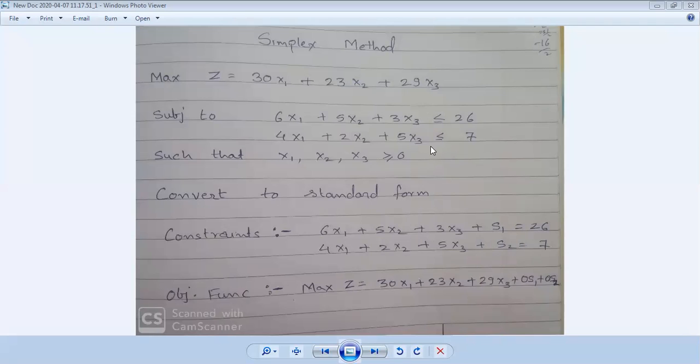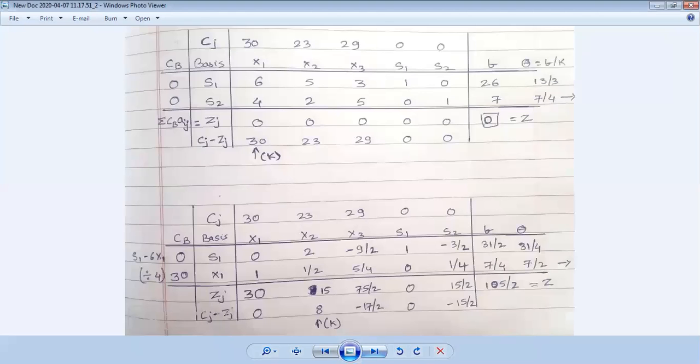Since the constraint is of less than or equal to type, you add a slack on the left hand side. So 6x1 plus 5x2 plus 3x3 plus s1 becomes equal to 26, and similarly the second equation plus s2 becomes equal to 7. Now in the objective function, you add the slack with coefficient 0. So this is your first step: convert the equations into a standard form, representing the original problem in standard form.